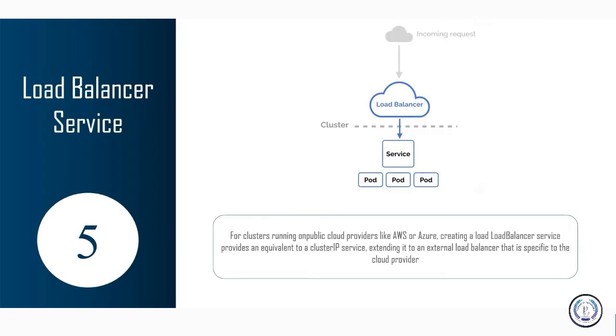Alright, so moving on to the last type, we have load balancer service. For those clusters that are running on public cloud providers like AWS or Azure, creating a load balancer service provides an equivalent to a cluster IP service, extending to a load balancing service that is specific to that particular cloud provider. Kubernetes here will automatically create a load balancer and provide firewall rules if needed, and then populate the service with an external IP address assigned by the cloud provider.